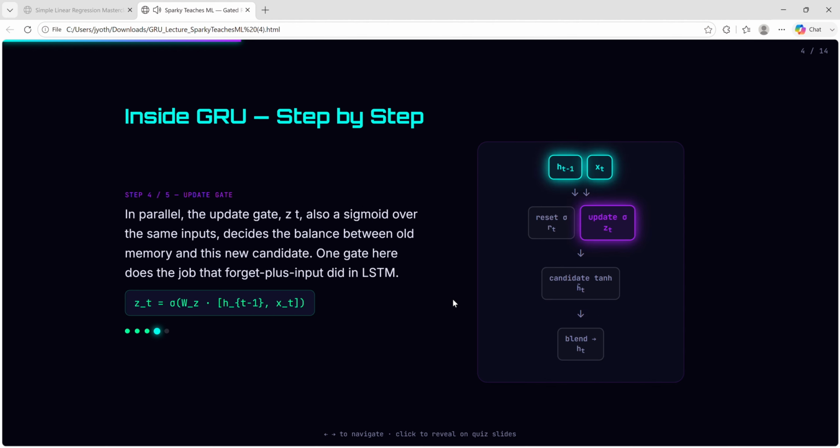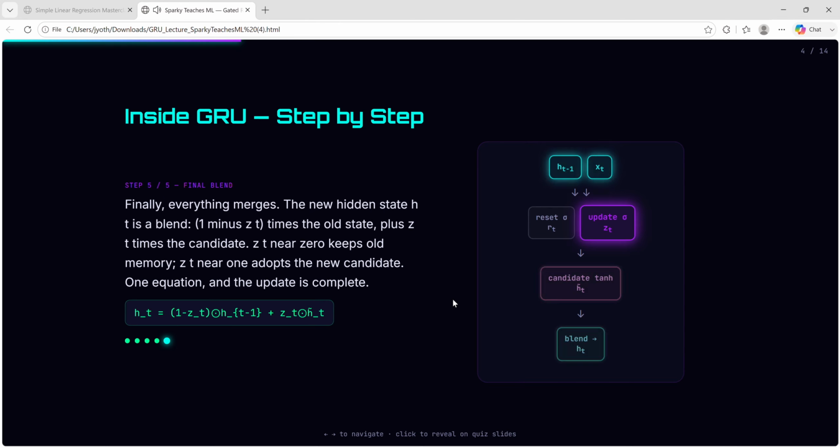In parallel, the update gate, zt, also a sigmoid over the same inputs, decides the balance between old memory and this new candidate. One gate here does the job that forget plus input did in LSTM. Finally, everything merges. The new hidden state ht is a blend: 1 minus zt, times the old state, plus zt times the candidate. zt near 0 keeps old memory, zt near 1 adopts the new candidate. One equation, and the update is complete.